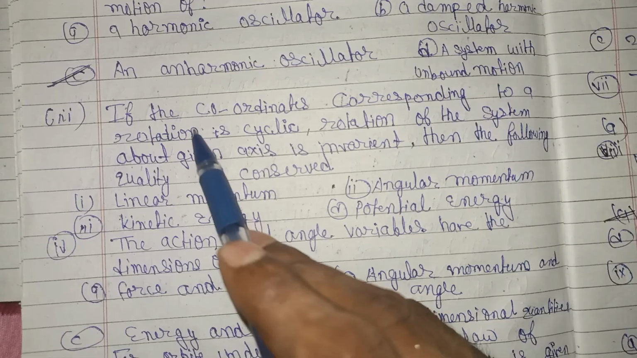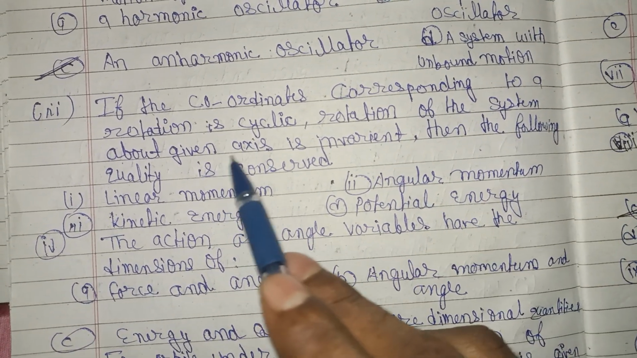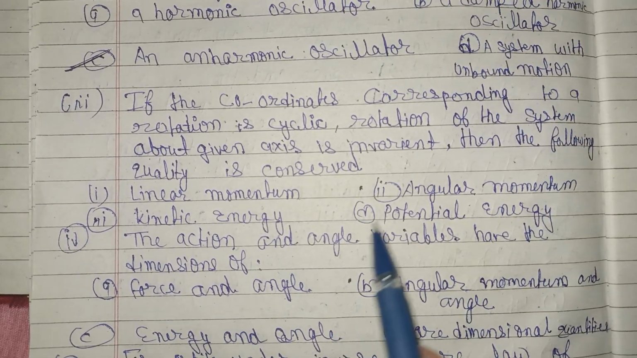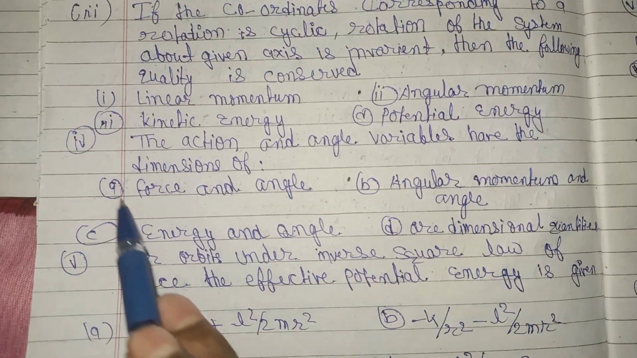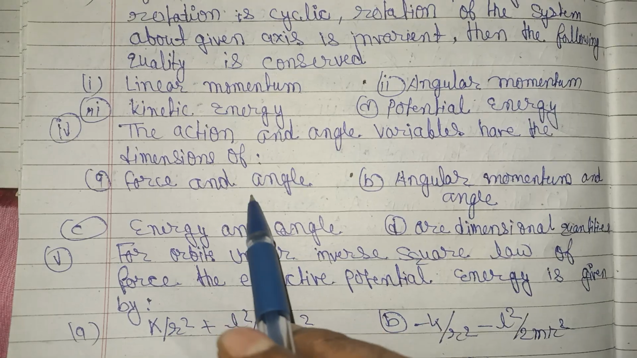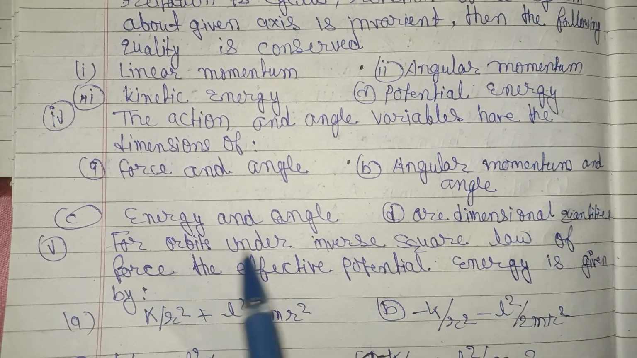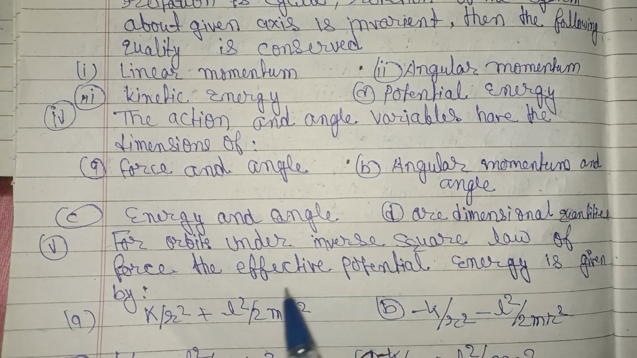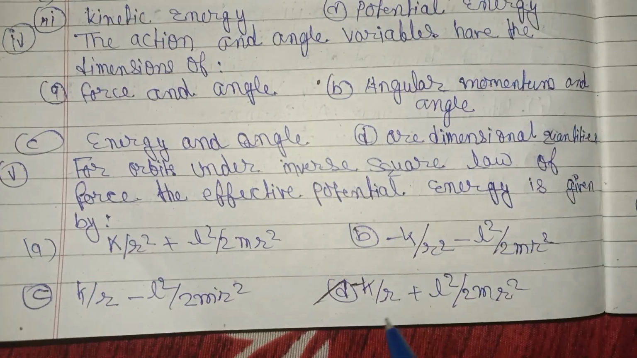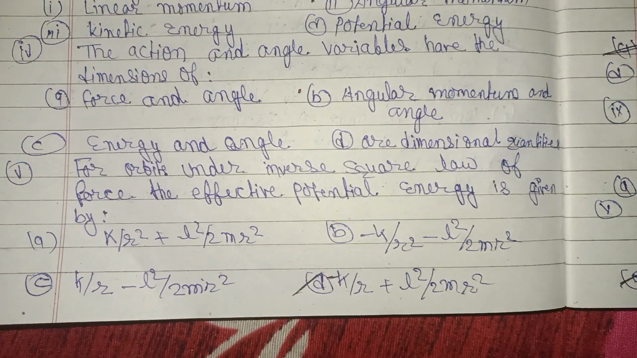Question number 3. If the coordinate corresponding to a rotation is cyclic, rotation of the system about a given axis is invariant, then the following quantity is conserved. So angular momentum. Question number 4. The action angle variables have the dimension of angular momentum and angles. Question number 5. The orbit under the inverse square law of force, the effective potential energy is given by minus k by r plus l square by 2 m r square. This is the correct answer.